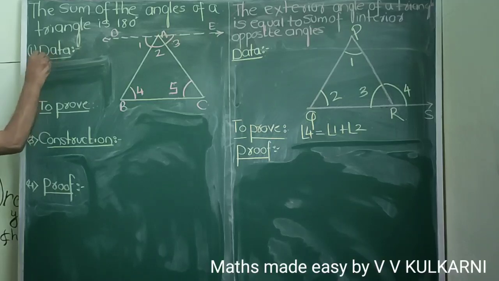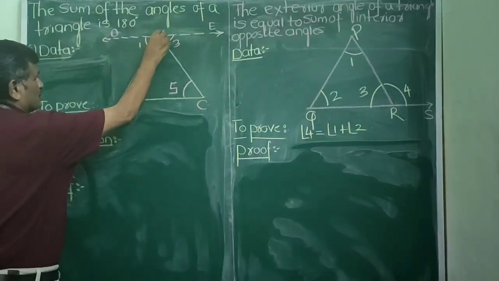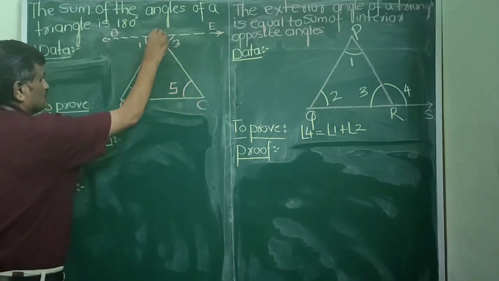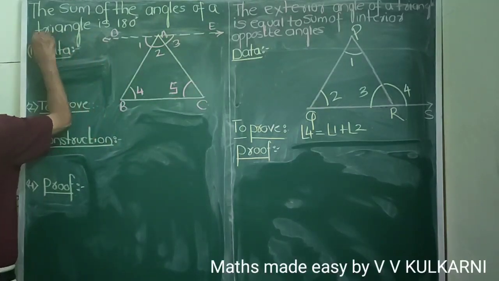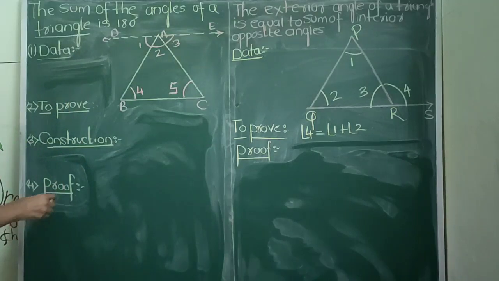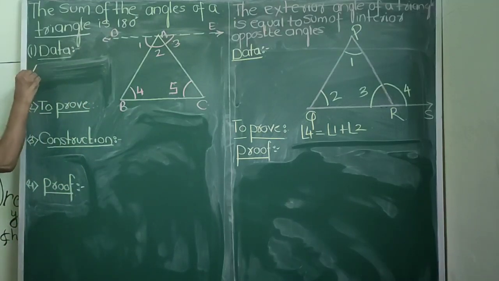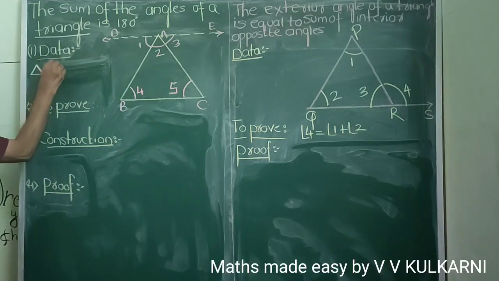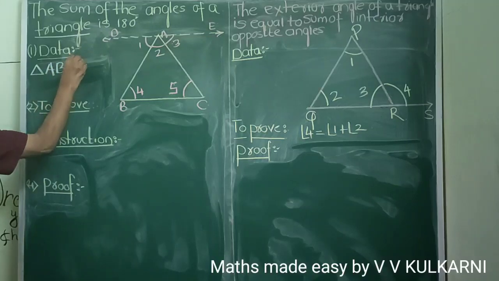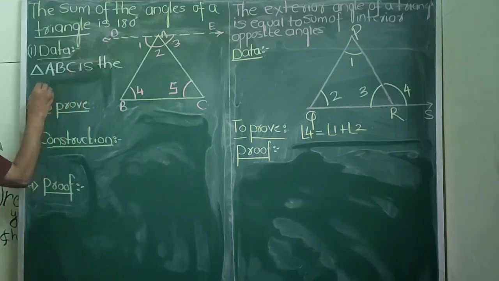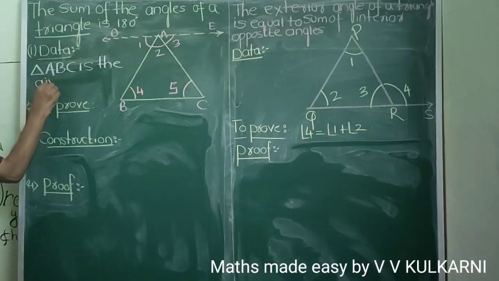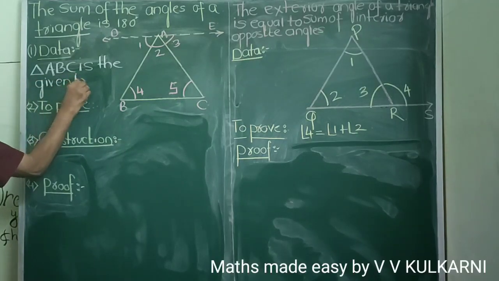For example, here the data is: triangle ABC is a given triangle. Because we are talking about a triangle, you have to write that as the data. So in data, I'll write here: triangle ABC is the given triangle.